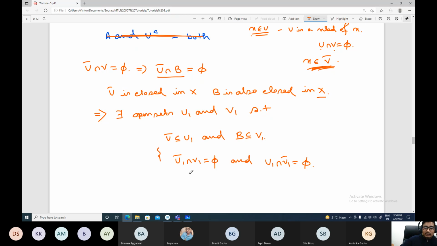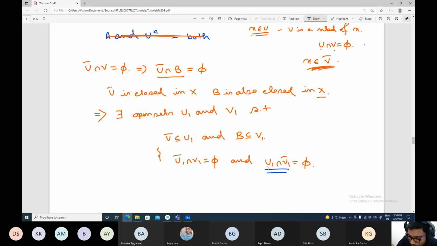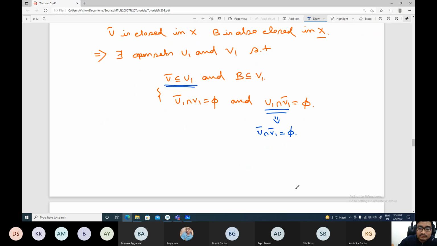Now we will use whatever we need. Look at this one: U1 intersection V1 bar is empty and U bar is contained in U1. Then what can we say from this one and this one? U bar intersection V1 bar is empty, right?